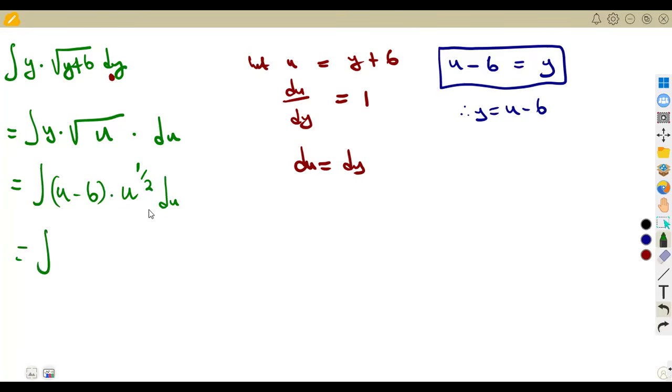So this is what you're going to have. We're going to have the integral of, expanding this, u to the exponent of 1 times u to the exponent of half. You're multiplying there, so you add the exponents, 1 plus 1 over 2, which will be 3 over 2. Then you multiply minus 6 and u to the exponent of half, that's minus 6 u to the exponent of a half. This whole part is to be integrated with respect to u.